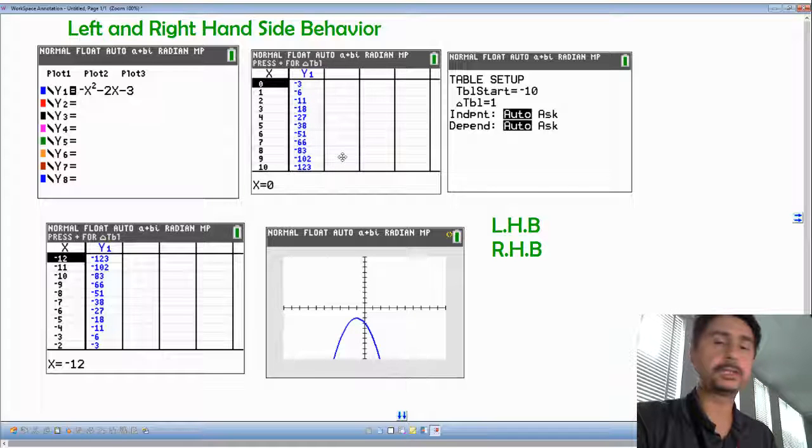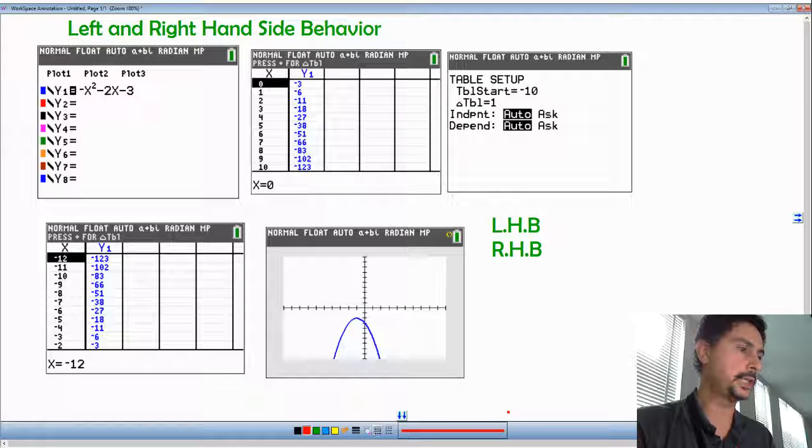I'm not going through and explaining exactly how to do it, but there's a table feature that, when you hit it, you can see the values of x getting really big, 0 to 10, and you can see the values of y getting really small, going more and more negative. So when you take a look at this part here, you're going to see that as x is getting bigger and bigger, it looks like y is getting smaller and smaller.